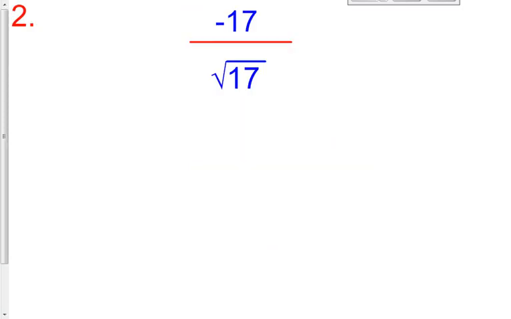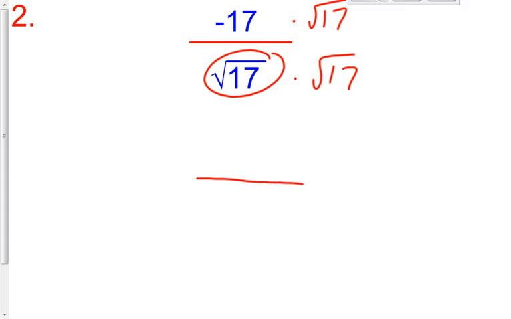Moving on to number 2. A negative 17 divided by the square root of 17. We have to rationalize the denominator, so we have to get rid of this by multiplying by the square root of 17. What you do to the bottom, you also have to do to the top. So the numerator also has to be multiplied by the square root of 17. So in the denominator now, the square root of 17 times the square root of 17 is 17. And then in the numerator, a negative square root of 17 times 17 is a negative 17 times square root 17.